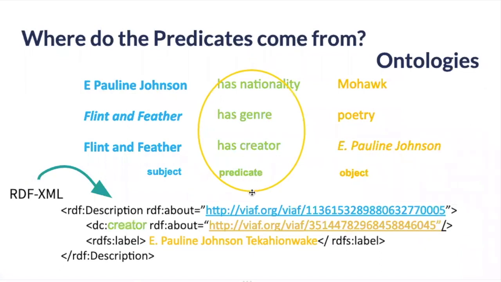I also want to talk about where those predicates come from, those connector terms that are connecting entities to one another in this process of making meaning out of our linked data. And so here we have our sample triples: has nationality, has genre, has creator, connecting all of these various pieces together. Predicates come from ontologies, and ontologies are also computationally tractable. They're full of rules about how entities can operate and how they work in the world.